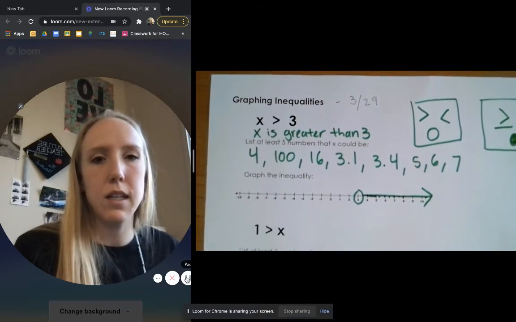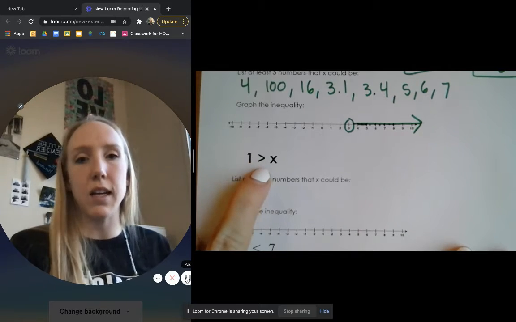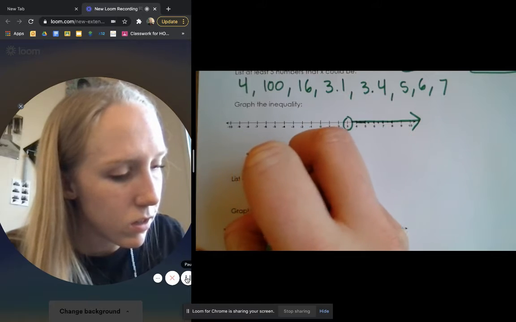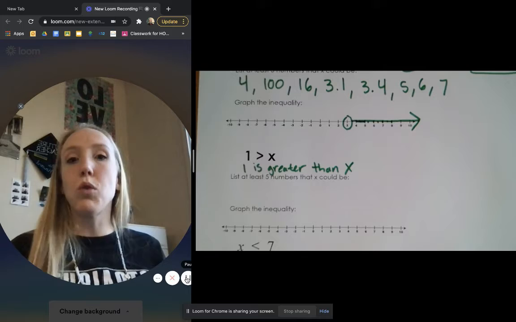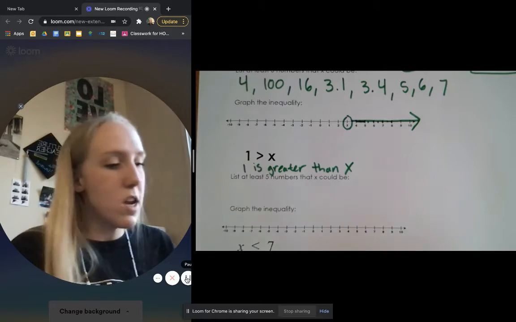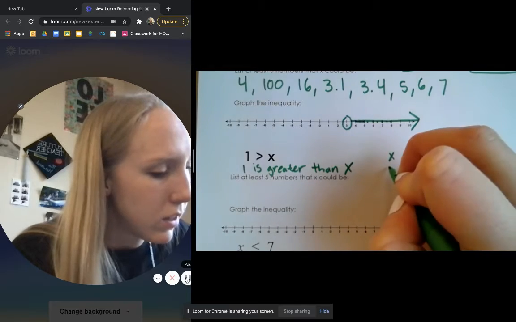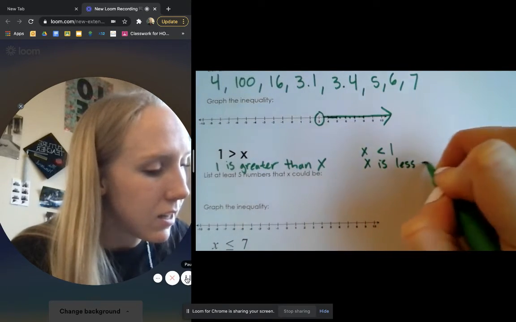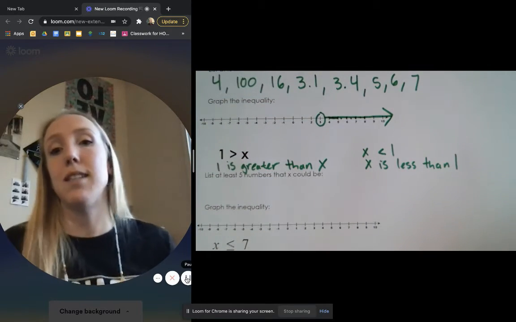All right. Next one. This one says 1 is greater than x. So this says 1 is greater than x. Since 1 is greater than x, we know that x has to be less than 1. It's the same thing. X is less than 1. If 1 is greater than x, x has to be less than 1.